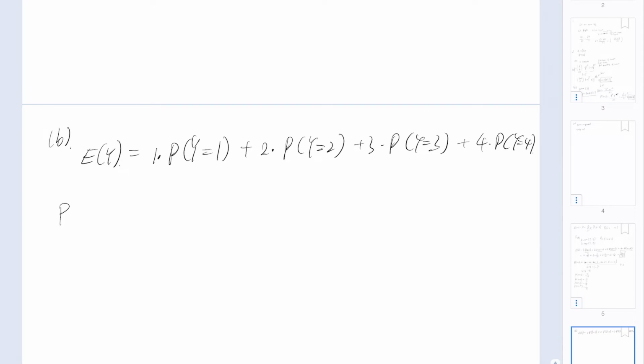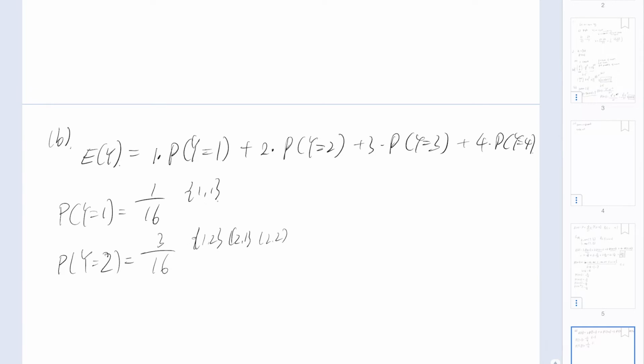And what's the probability of Y equal to 1? That means the maximum of the 2 rolls has to be 1. So that's just 1/16, because there's only one outcome, 1 and 1, that makes the maximum 1. Similarly, we can count Y equal to 2, which is just 3/16, because the possible choices are (1, 2), (2, 1), and (2, 2).